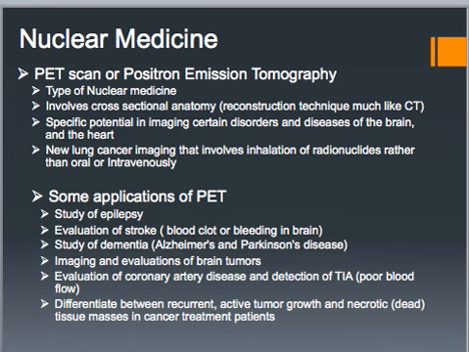We use PET scan to study epilepsy, evaluate strokes, and study dementia. It's used to image and evaluate brain tumors. It's used to evaluate coronary artery disease and to differentiate between recurrent active tumor growth and dead tissue masses in cancer treatment. So there's a lot of different things that PET scan is good for, but they're not just going to start out there. They're going to start out with different imaging modalities or start out with a SPECT scan, and then they would go to a PET scan if necessary.